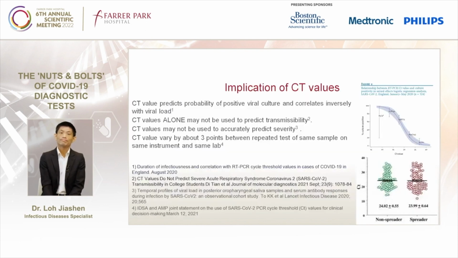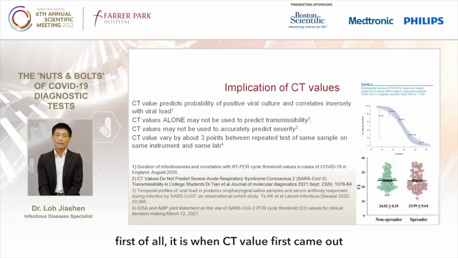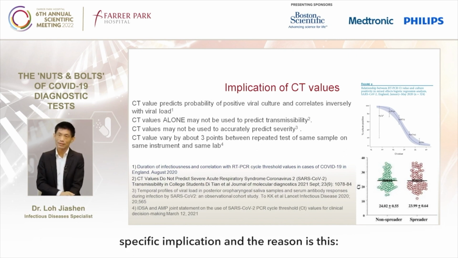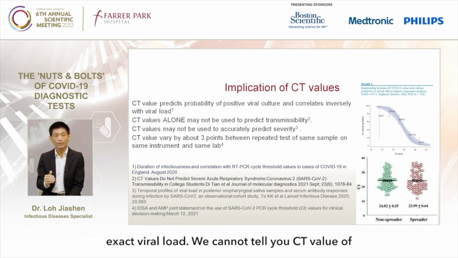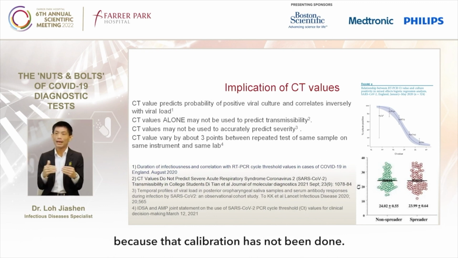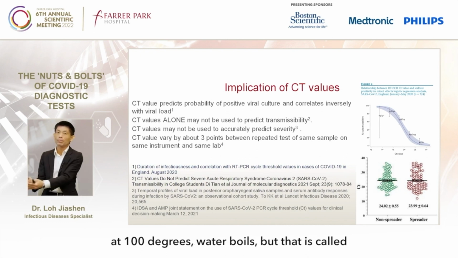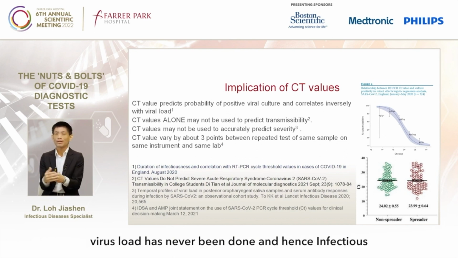The implications of CT value. First of all, when CT value first came on, it was very difficult to give a very specific implication. The reason is this: CT value has never been correlated and normalized to exact viral load. We cannot tell you a CT value of 20 means exactly this virus concentration, because that calibration has not been done. It's like, for example, I can tell you at 100 degrees, water boils. That is called normalization in the physical world. But such collaboration between CT value and virus load has never been done.